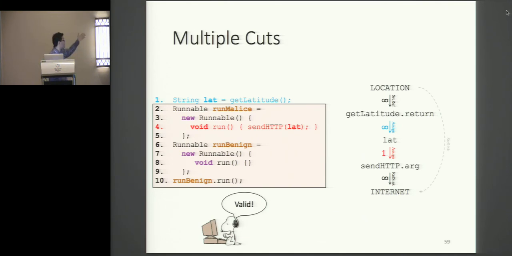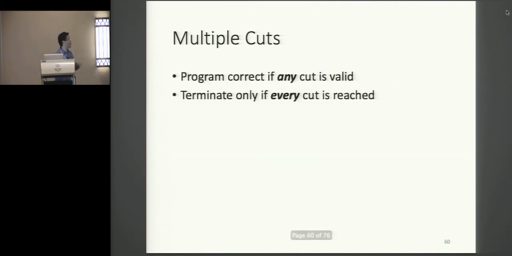And even if the developer makes a mistake and says that both cuts are reachable, because the second cut is valid, the second cut is dead code, so we know that the flow is a false positive. So if the developer responds valid, then we can instrument the app to terminate only if every cut is reached. So because the program is correct as long as any cut is valid, this instrumented app is still going to be safe. It's not going to exhibit any information flows.